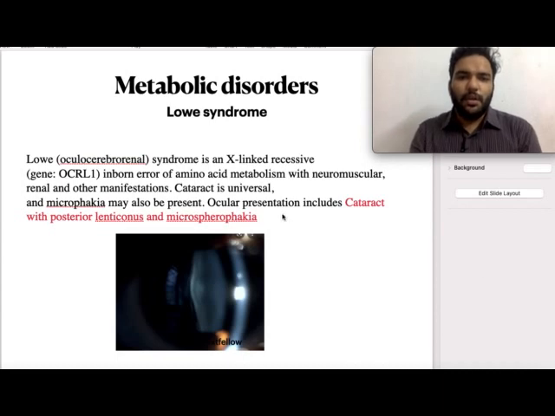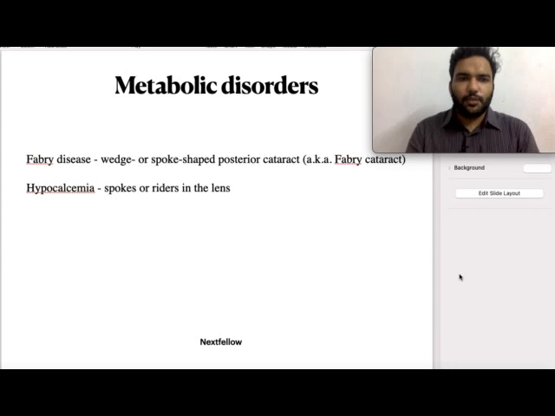Lowe syndrome is an X-linked recessive disorder, an inborn error of amino acid metabolism with neuromuscular, renal and other manifestations. Cataract is seen. So the most important MCQ point of view is cataract and posterior lenticonus with microspherophakia. Here you can see the posterior lenticonus. This is the lens, and here there is a lenticonus, the cone shaped posterior part of the lens.